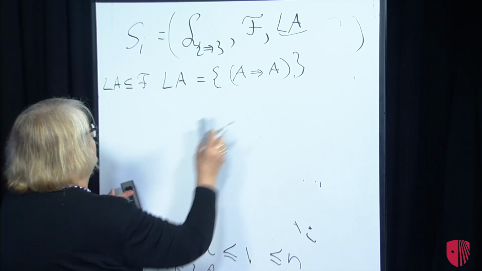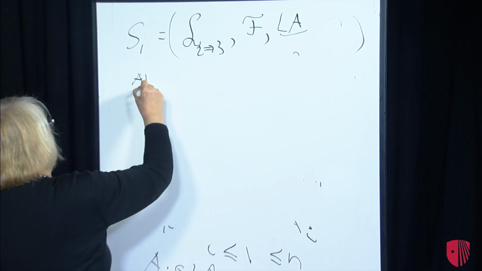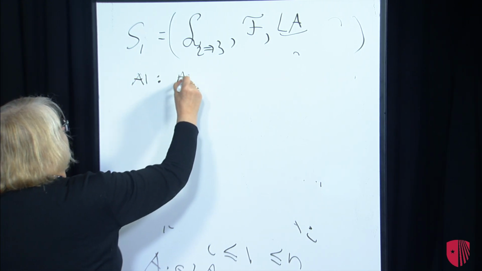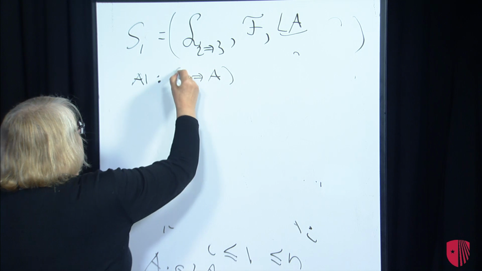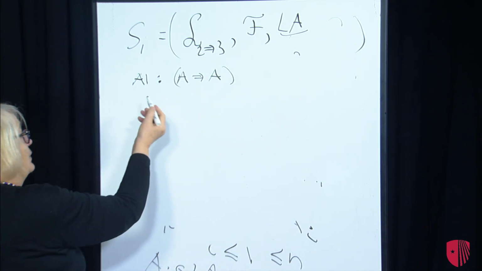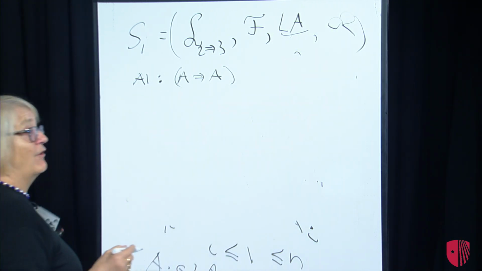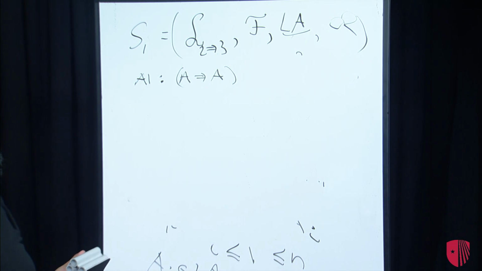We can write it: A1 is A implies A. We have one axiom, so this is the set of logical axioms. Rules: we have to define the set of rules. We have only one rule.